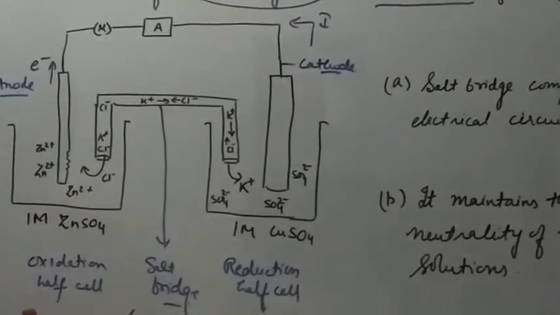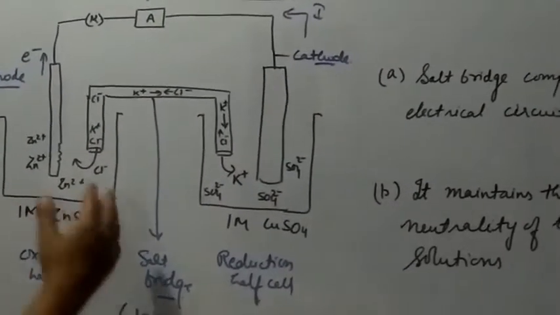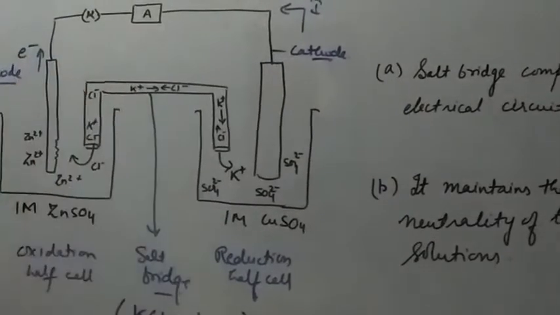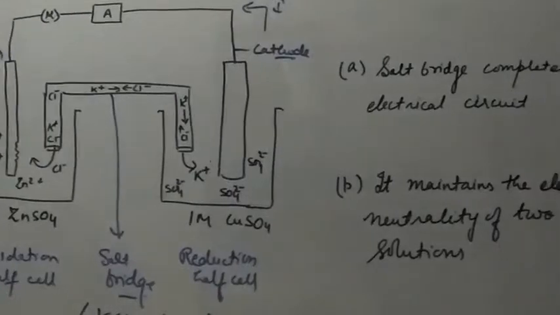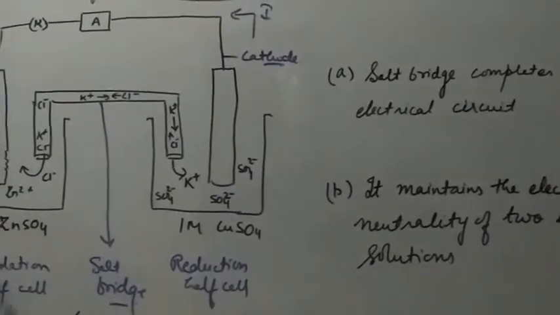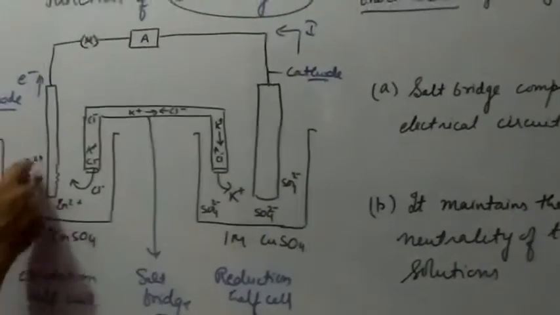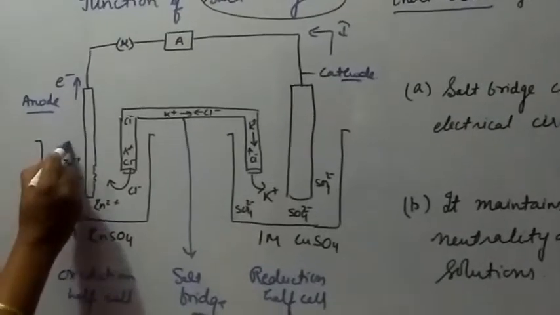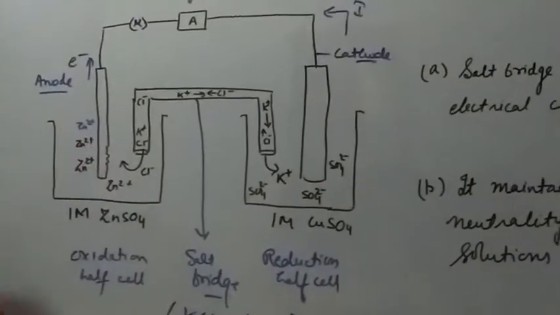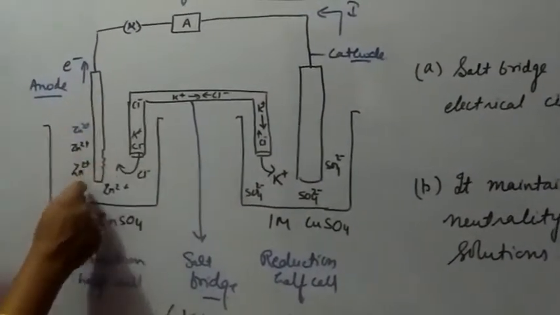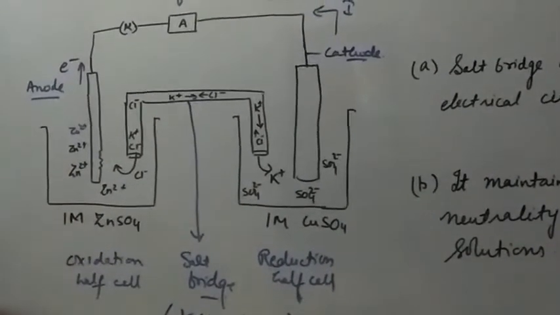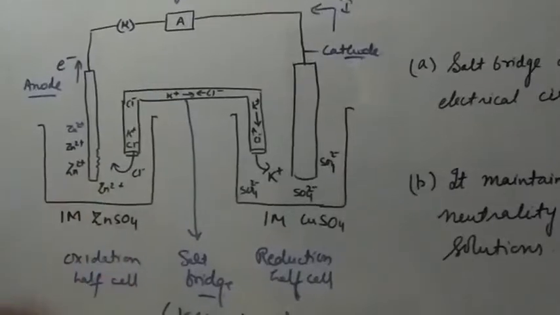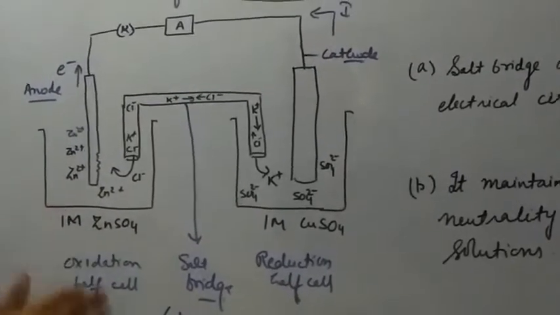Second, when the cell has run for a long time, the magnitude of current is going to decrease. Right. Now why will it be so? Because gradually there will be accumulation of zinc ions around this zinc electrode. So the further oxidation of zinc metal into zinc ion will be slowed down.